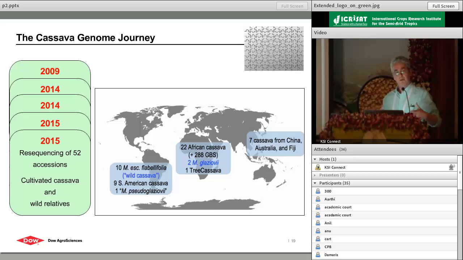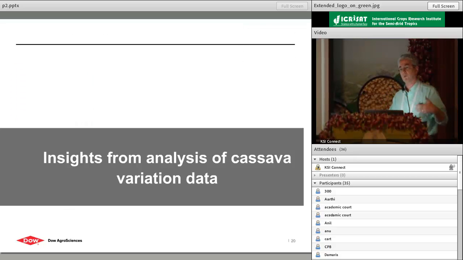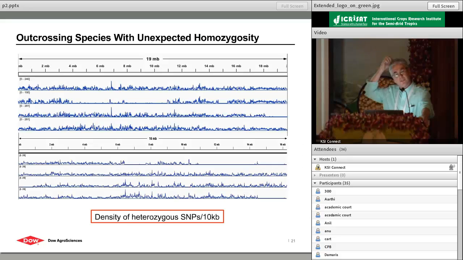So with all of that set up for the data sets, I want to give you some insights into what the sequence can reveal. And the first is kind of surprising from a genetic standpoint, and that is cassava is an outcrossing species, but we found very unexpected long stretches of homozygosity in every single line we looked at. These stretches are different in every line. So you see here, this is a plot of the density of heterozygosity. And you see, this is almost half a chromosome with very, very low heterozygosity. And this, again, is a whole chromosome arm with almost no heterozygote calls.